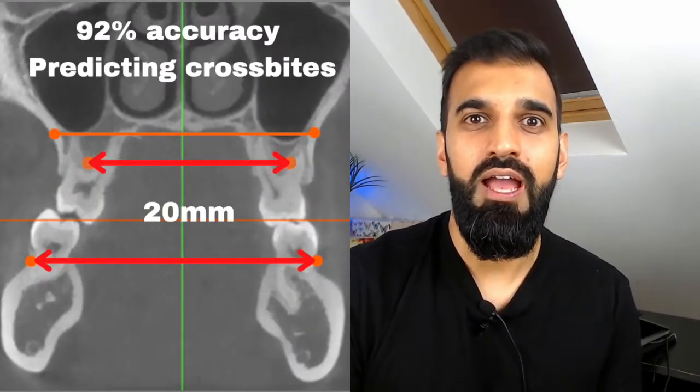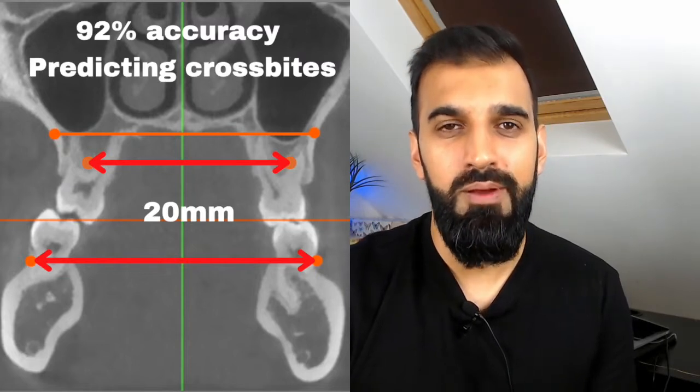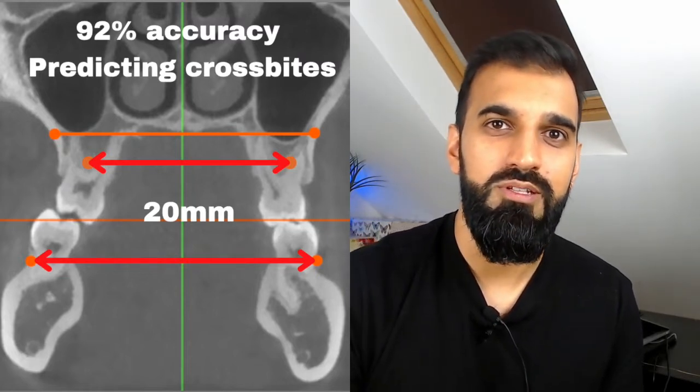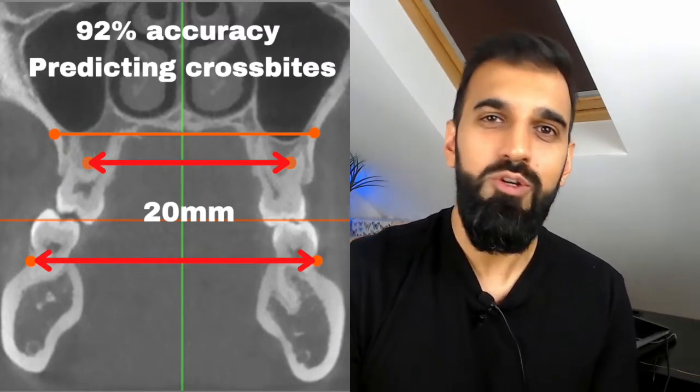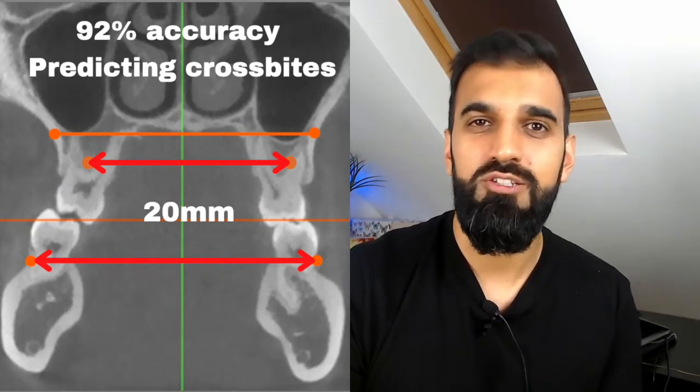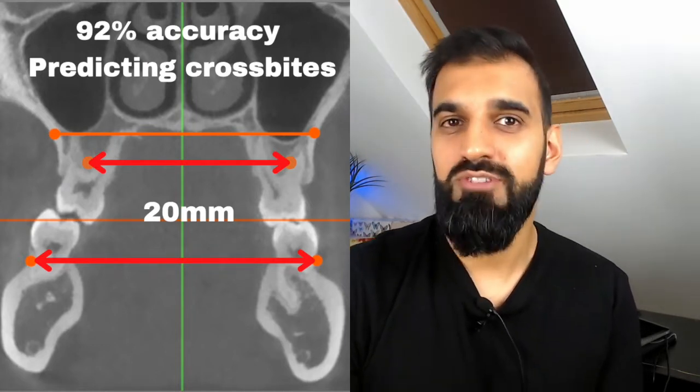They also looked at the use of CBCTs and accuracy in diagnosing crossbites. They used measurements from looking at the trifurcations in the maxilla and looking at components in the mandibular molars in between the roots. And what they found is that with a 92% degree of accuracy, crossbites could be predicted if there was a discrepancy of 20 millimeters between those two measures.